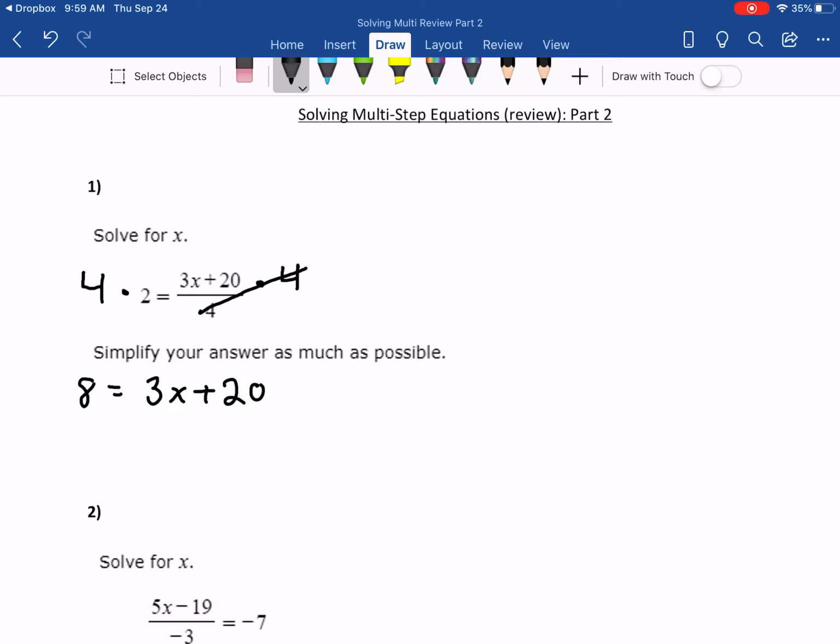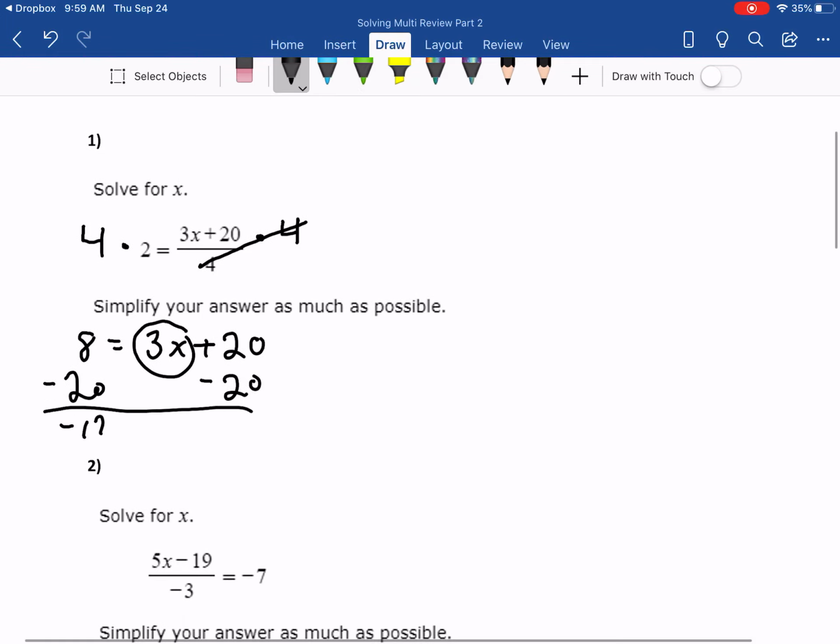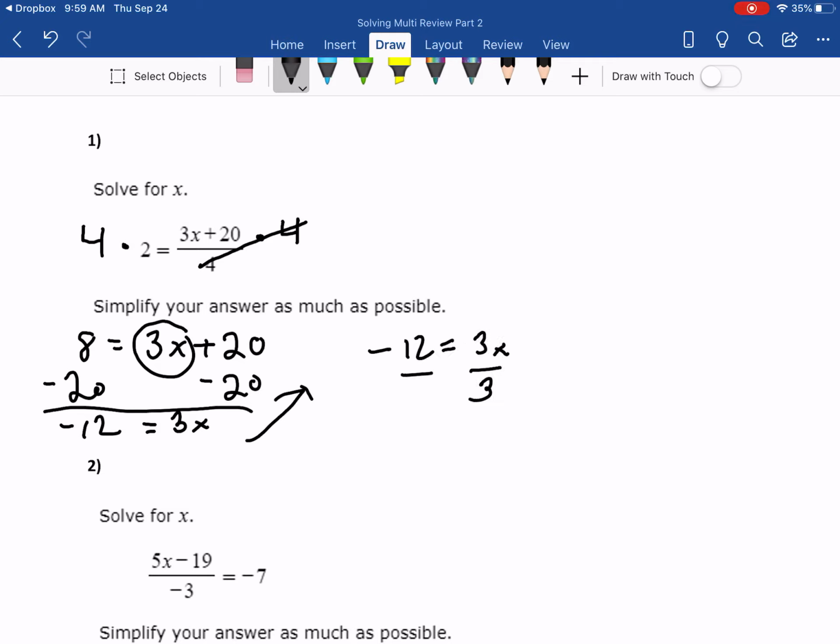Okay, now we can isolate the 3x, subtract 20 from each side. Negative 12 equals 3x, and running out of room. Of course, we'll divide each side by 3, and negative 4 is equal to x.